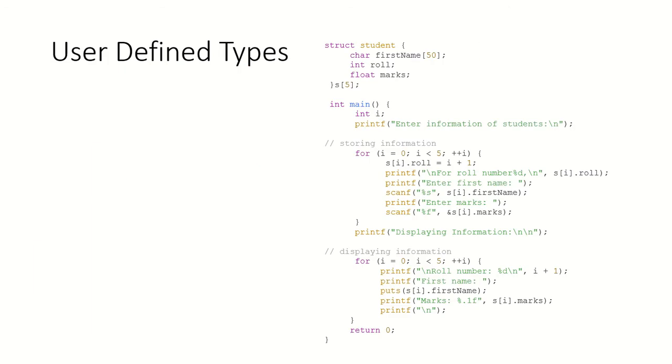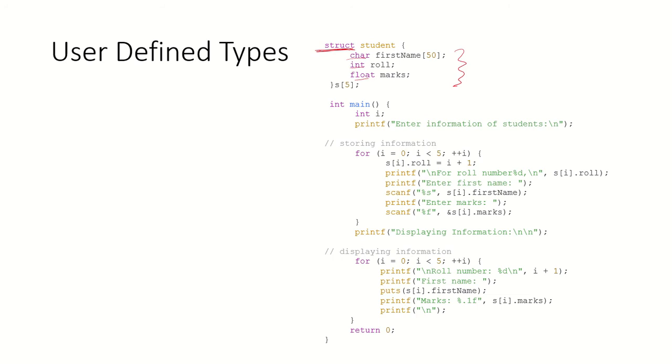We also know that there are certain data types which are not inbuilt but can be user defined. So just the way we can have user defined functions, we can have some user defined data types also. Take an example of this data type, struct. This is a user defined data type.